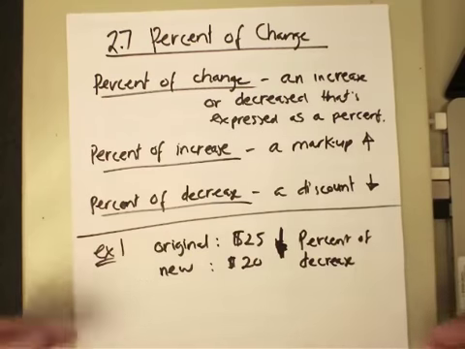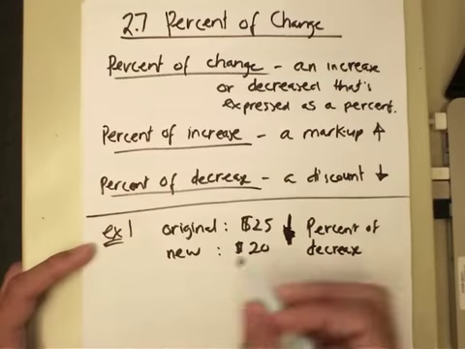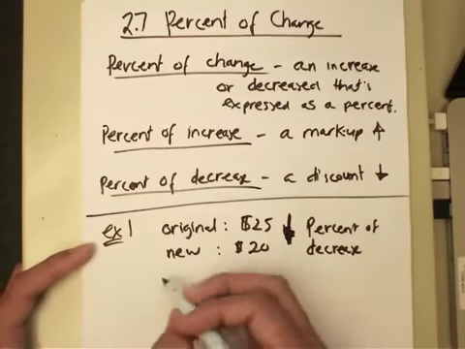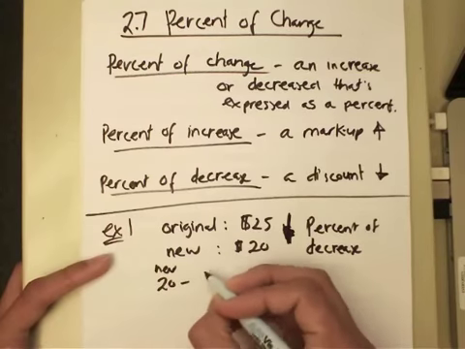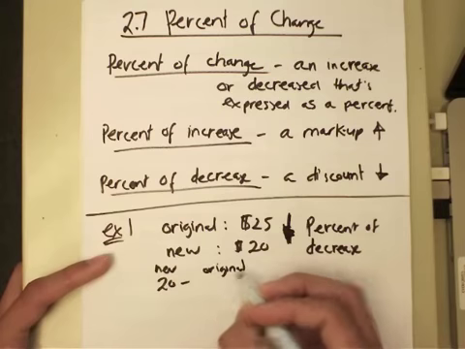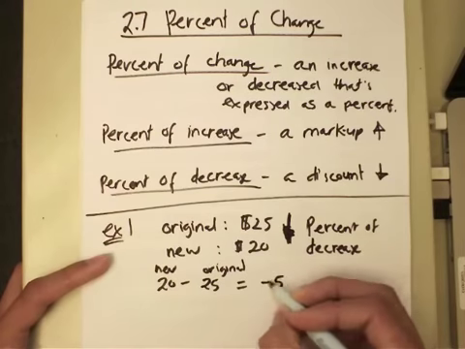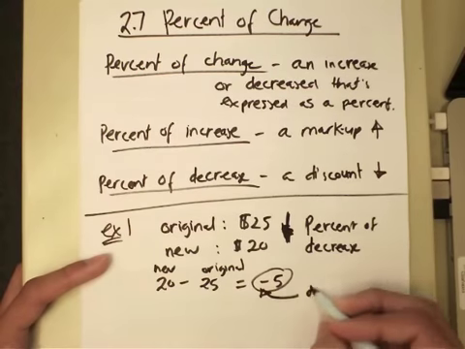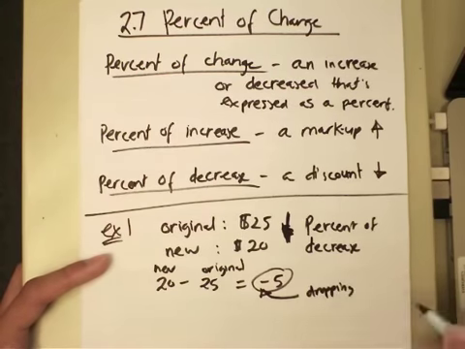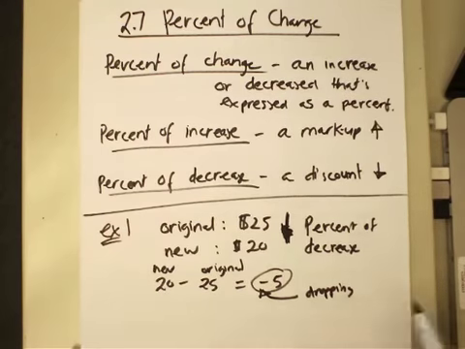But we need to know, what is the change? We know it's decreasing, but how much is it? So what you do is you take your new price minus your original price. I'm actually writing out a formula for you right now: $20 minus $25. Notice that it's giving you a negative $5. This negative means you're dropping the price by $5. So that is the change. The change is decreasing, that's why it's a negative sign. Okay, so it's a drop of $5.